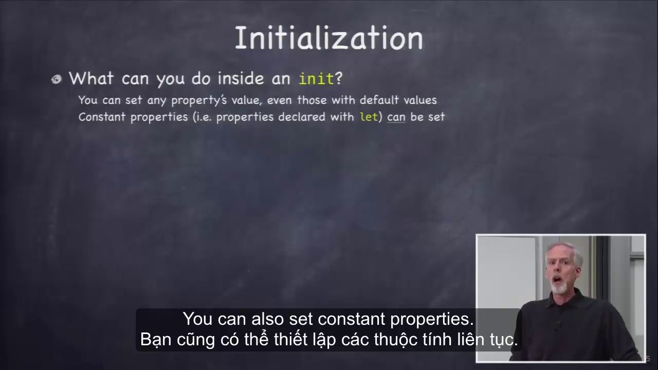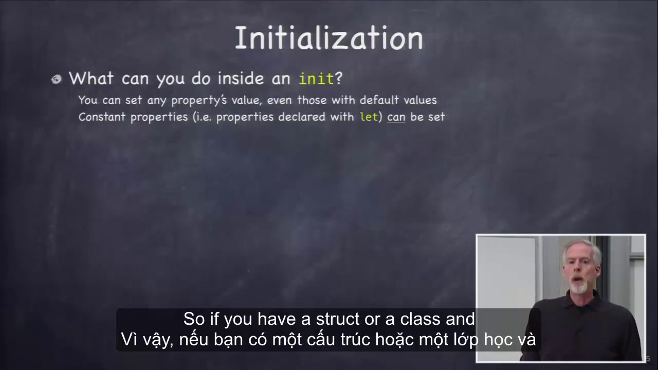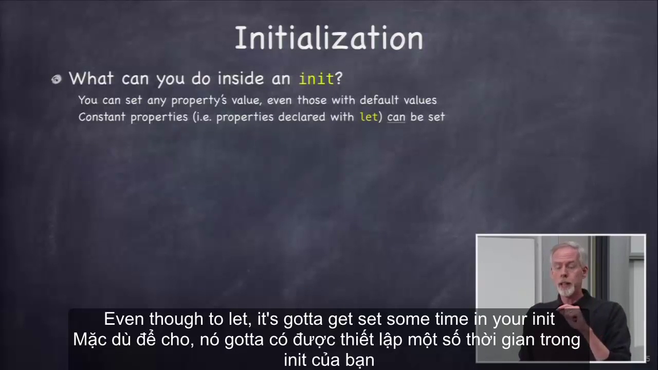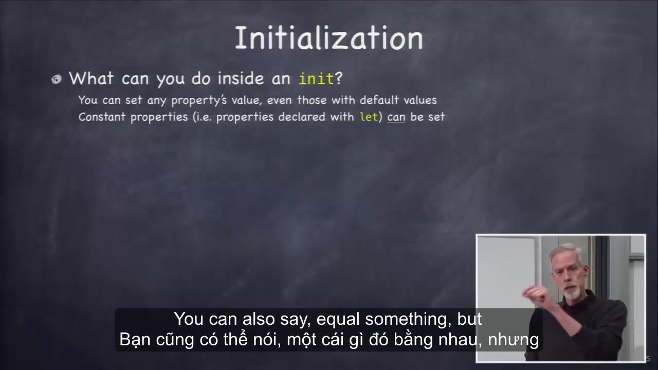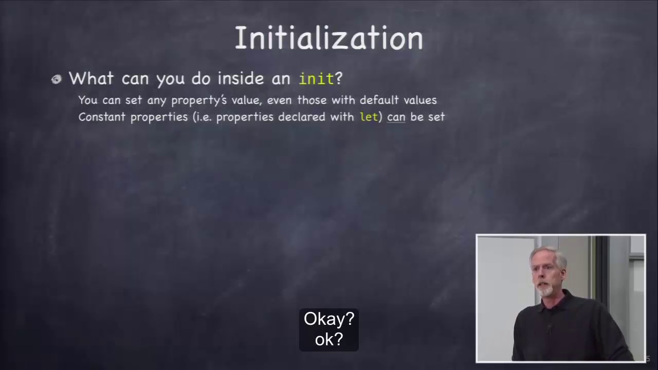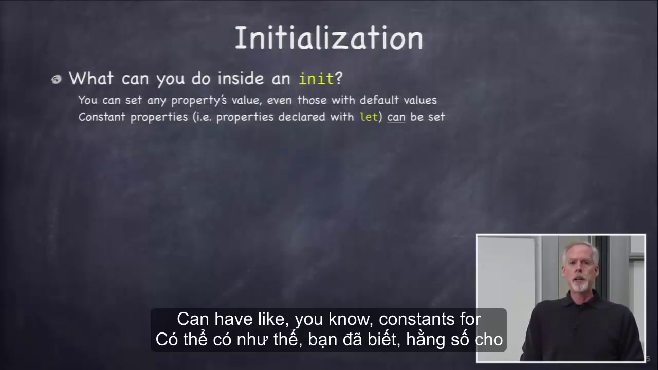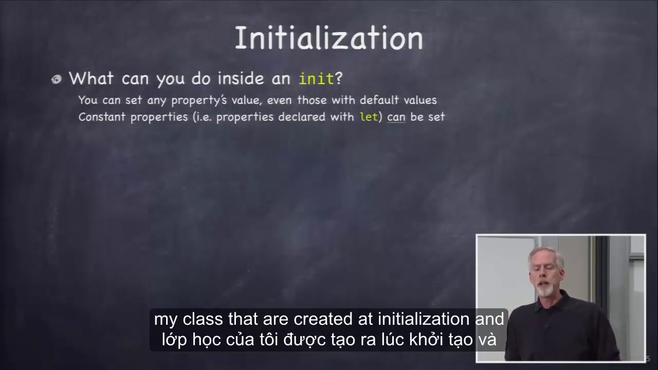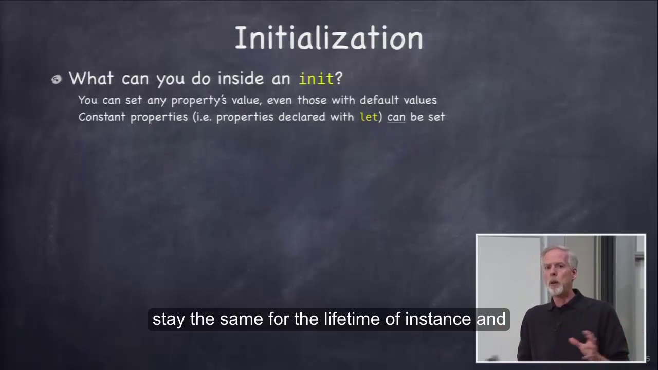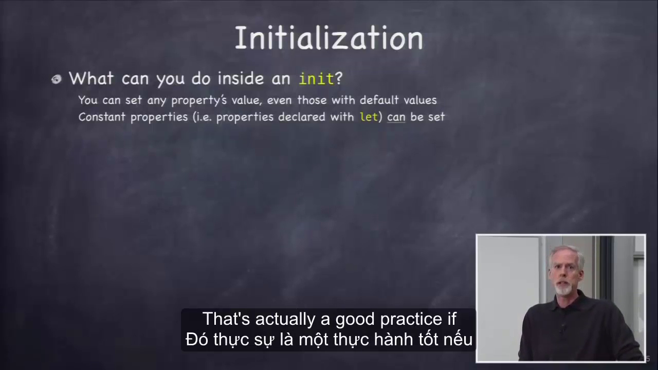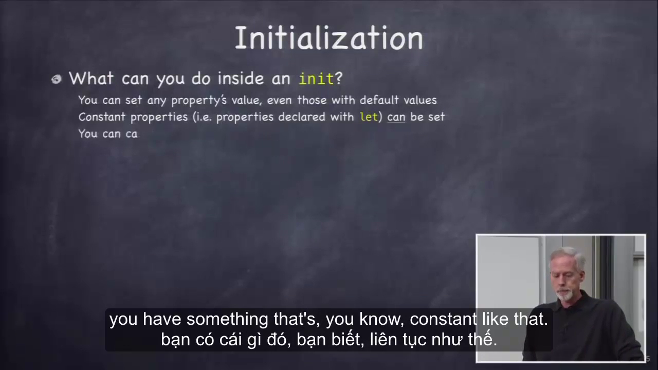You can also set constant properties. So if you have a struct or a class and it has let x colon String, you can set that in your init. Even though it's a let, it's got to get set sometime. In your init is when you can set it. You can also say equals something, but you could also set it in your init. Okay? So people sometimes don't realize, like, oh, I can have lets in my class. I can have constants for my class that are created at initialization and stay the same for the whole lifetime of my instance. And absolutely you can. And you initialize them in your init. Okay? That's actually good practice if you have something that's constant like that.